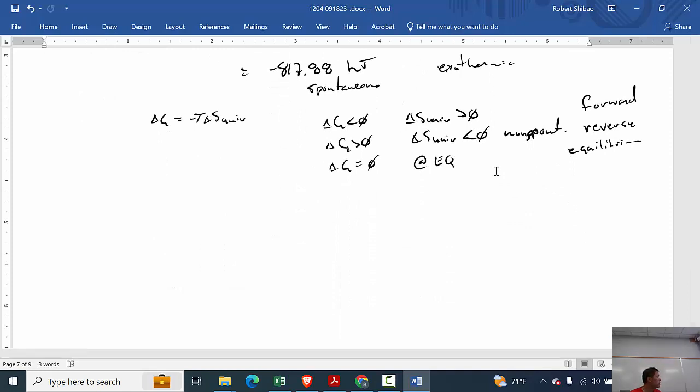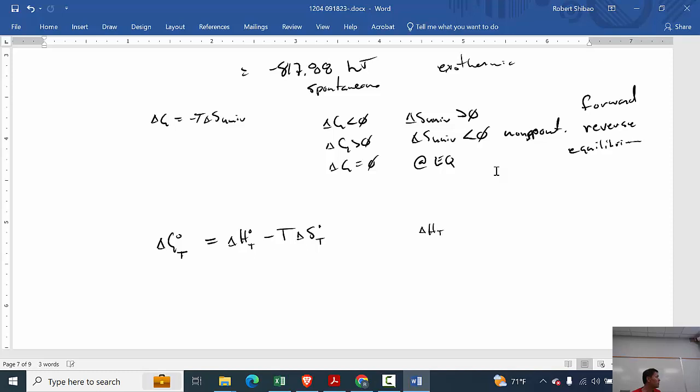What if we do delta G under standard conditions, but not at 298? What if we do delta G under standard conditions at some temperature T? If we do, then we need delta H under standard conditions at that temperature, and we need the delta S under standard conditions at that particular temperature. These are not in Appendix D. So you're going to have to look for these.